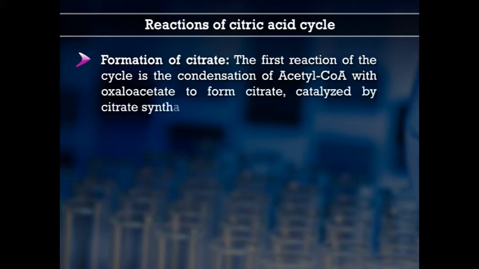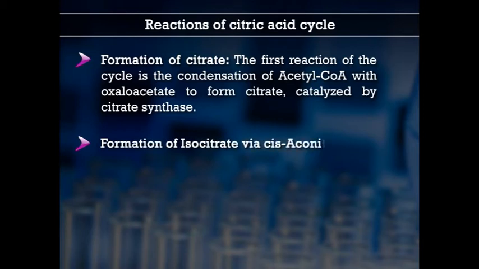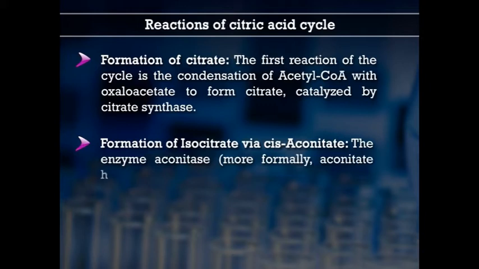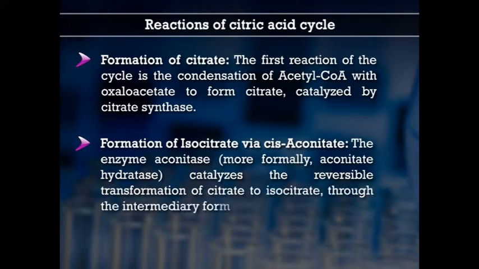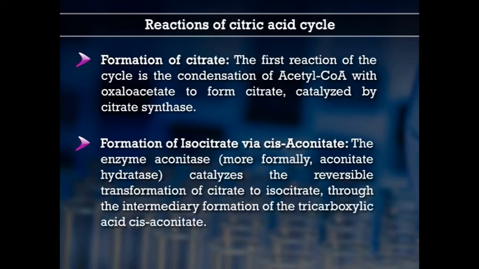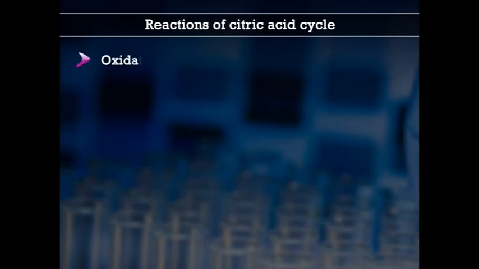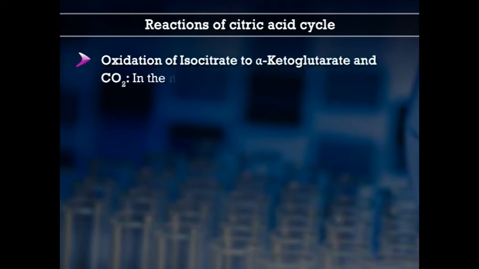catalyzed by citrate synthase. Second, formation of isocitrate via cis-aconitate. The enzyme aconitase, more formally aconitate hydratase, catalyzes the reversible transformation of citrate to isocitrate through the intermediary formation of the tricarboxylic acid cis-aconitate. Third is oxidation of isocitrate to alpha-ketoglutarate and carbon dioxide.